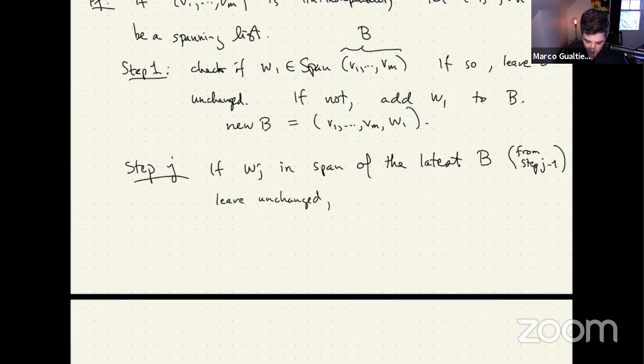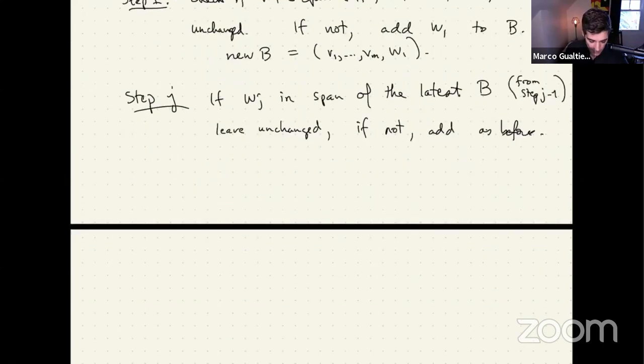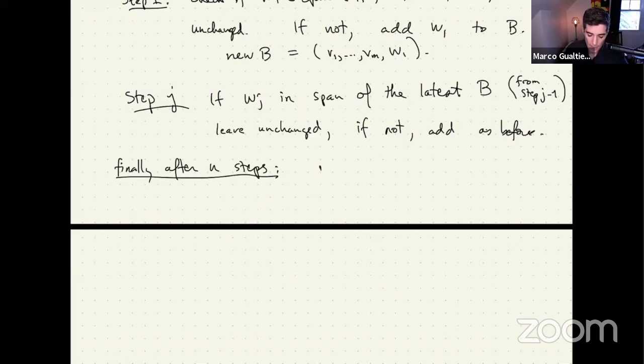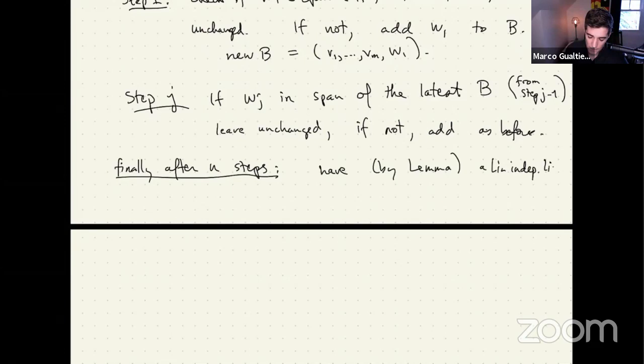If not, you just add it as before. Okay, and so at the end, finally, after n steps, we have, by the lemma, a linearly independent set, a linearly independent list.